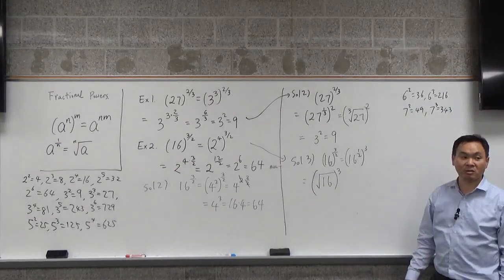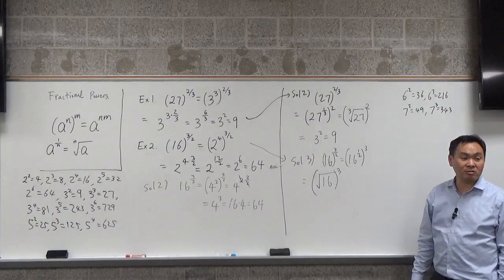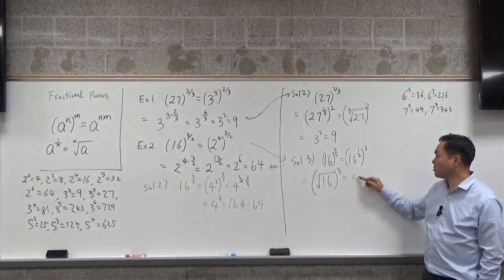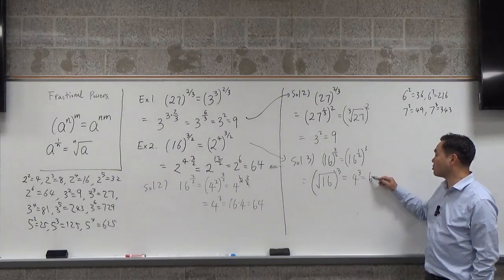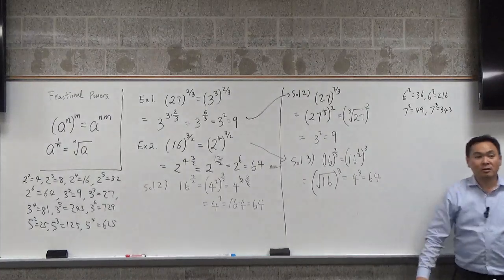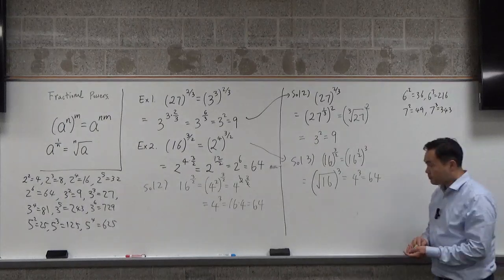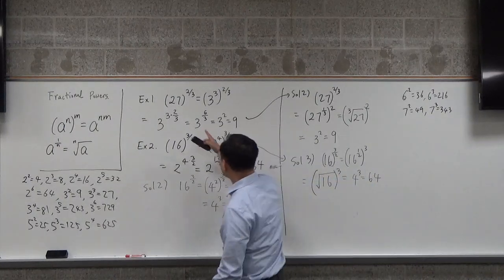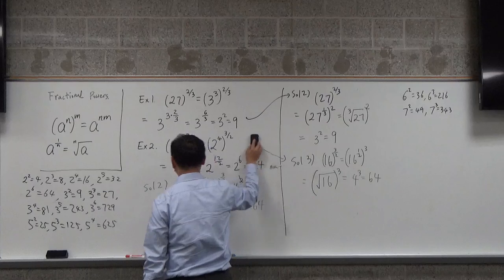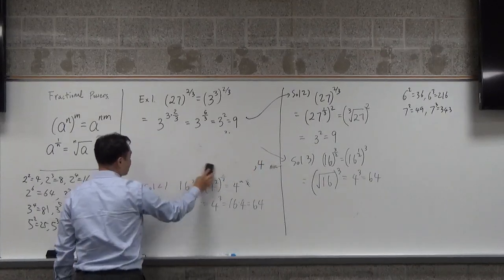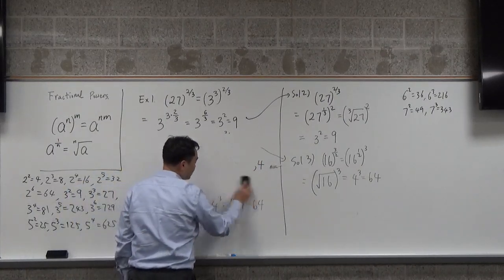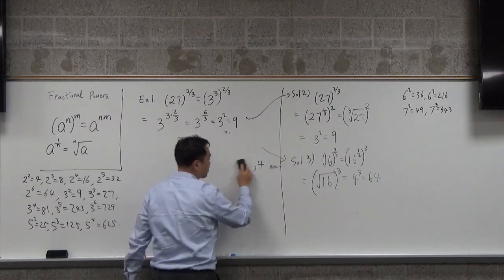What is the square root of 16? 4 squared is 16, so 4 is what you get. 4 to the 3rd power, again, is equal to 64. All right, so that's just another way of thinking about the same thing. Sometimes people prefer this one, sometimes people prefer that one. You should know how to do them both ways. You sometimes need one over the other.